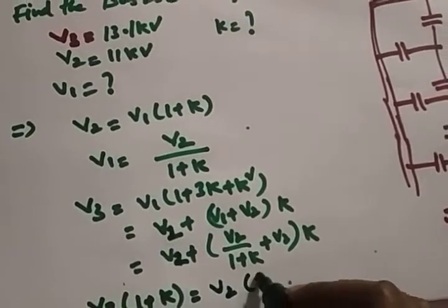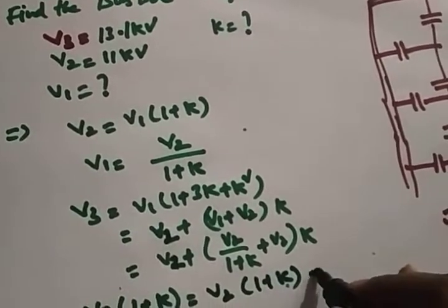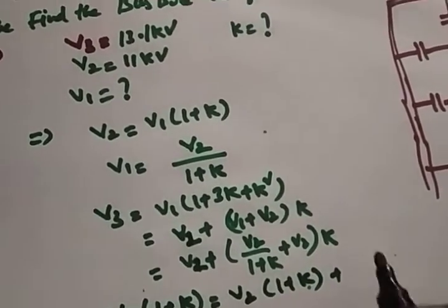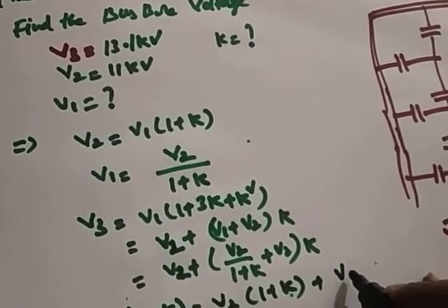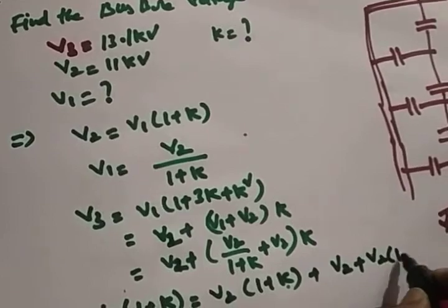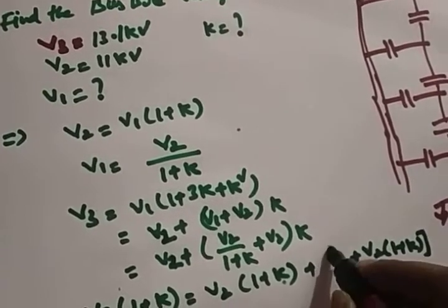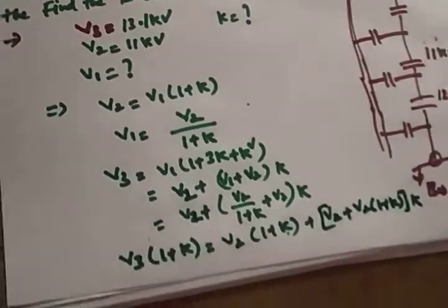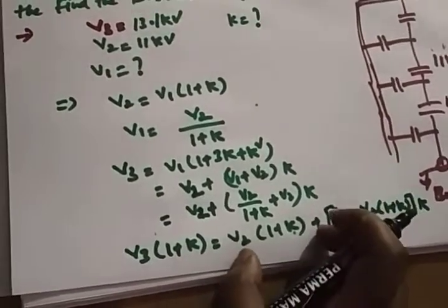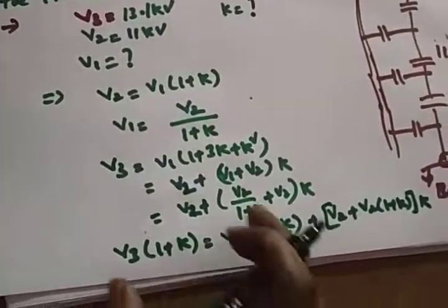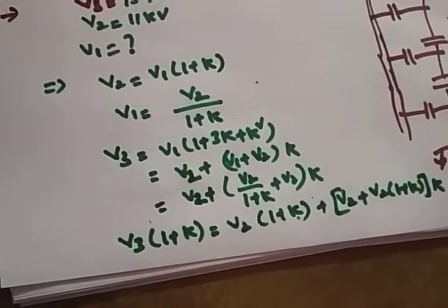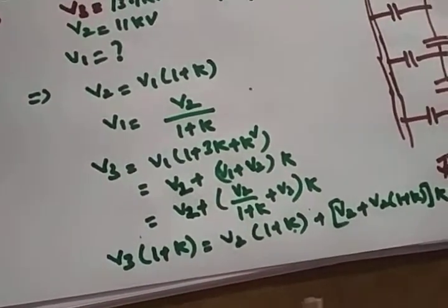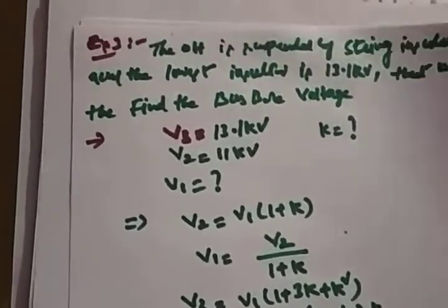Then you will get V2 into 1 plus k plus V2 plus V2 into 1 plus k into k. Nothing is there, simply LCM. Then the figure goes to this side, right? 1 plus k. Then it will be moved to V3 into 1 plus k. Then one equation you will get.